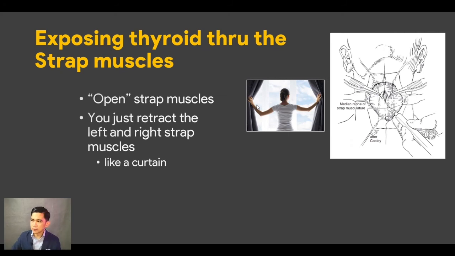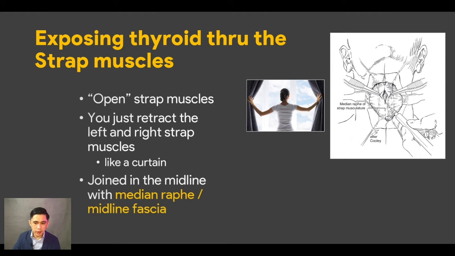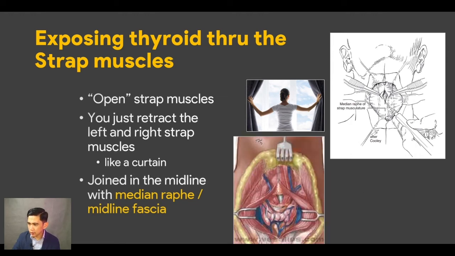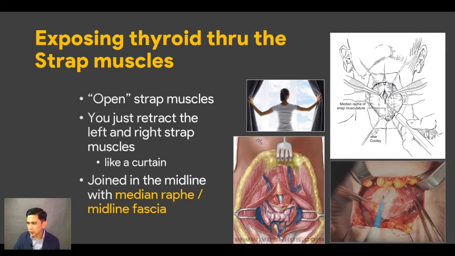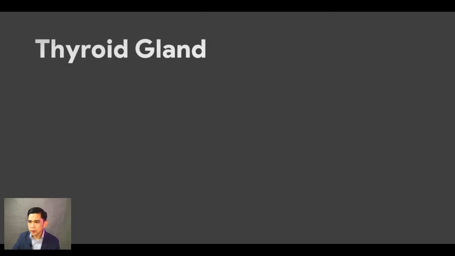You just open it. You don't have to cut it, you don't have to do anything, you just have to expose it, because it is joined at the midline by a thin fibrous tissue. We call it the median raphe. You just have to pull it sideways. It is an actual picture. These are the strap muscles, and we just go midline. After we retract the left and right strap muscles to the side, we will reach the thyroid gland.